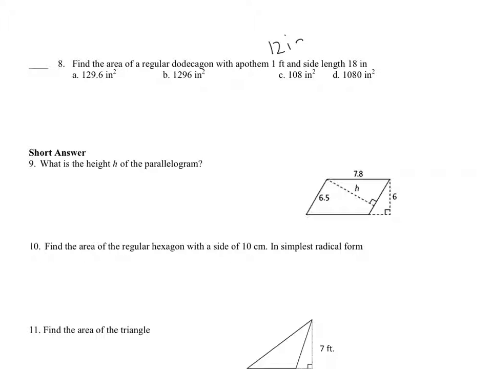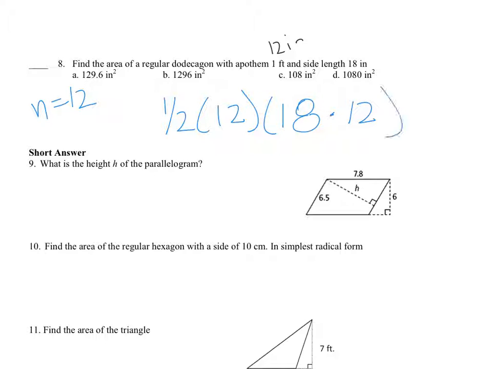So area of a regular dodecagon. Dodecagon is 12. With an apothem of 12 inches, side length times however many sides you have, and if I put that in my calculator, 1/2 times 12, times 18, times 12, 1,296 inches squared. So again, be careful with units.